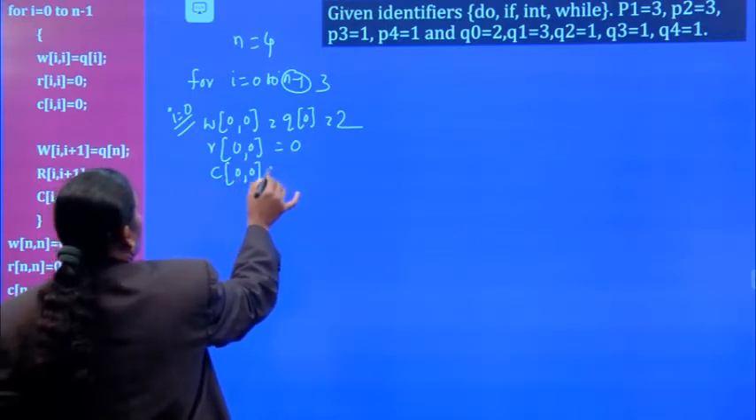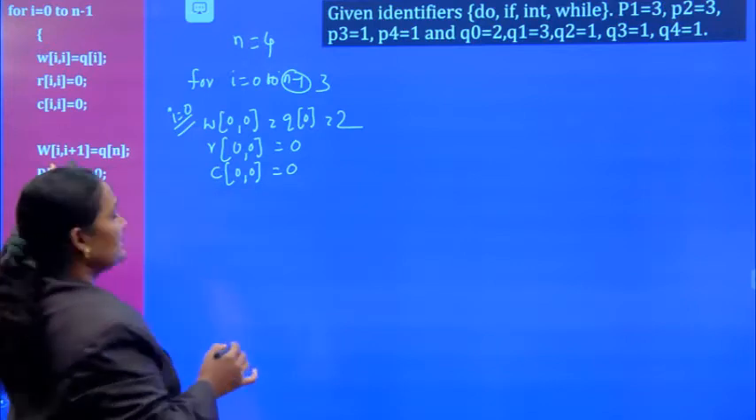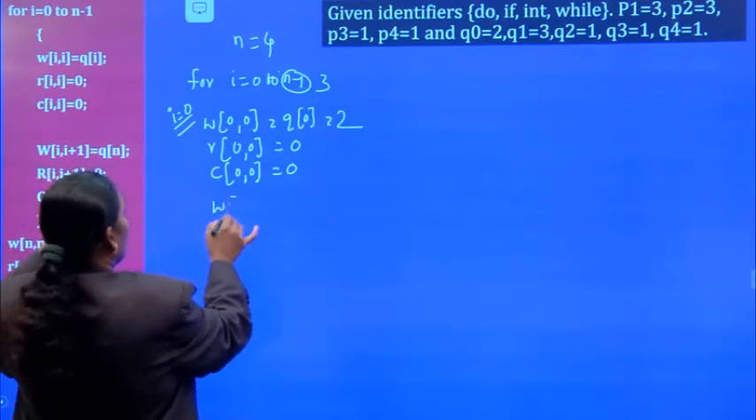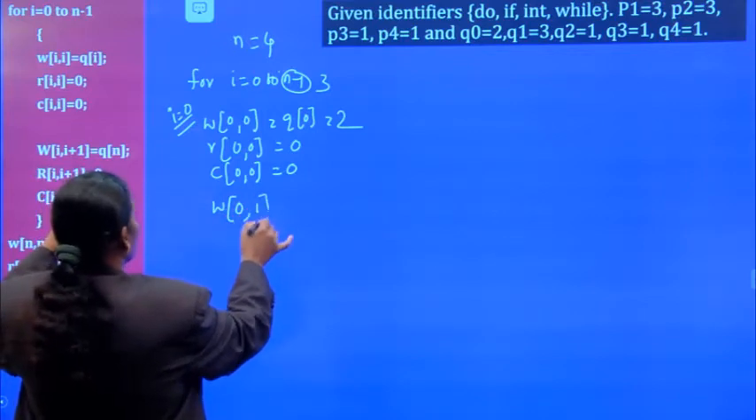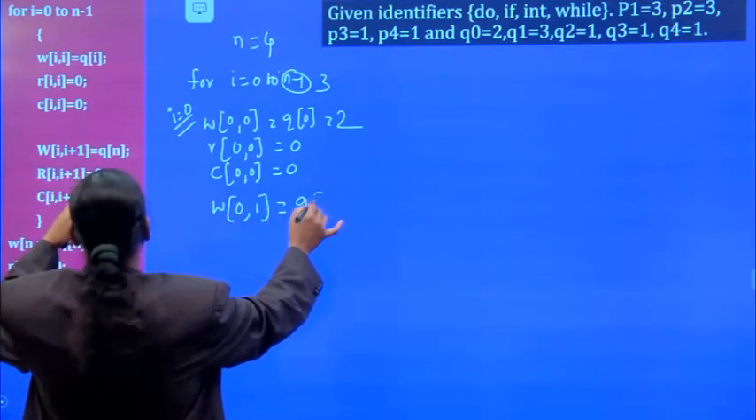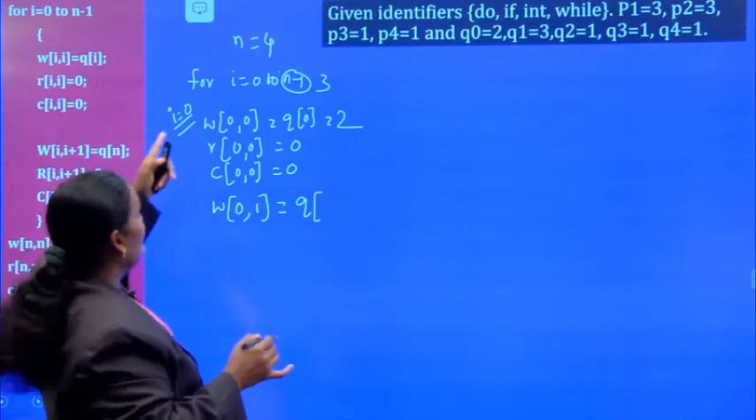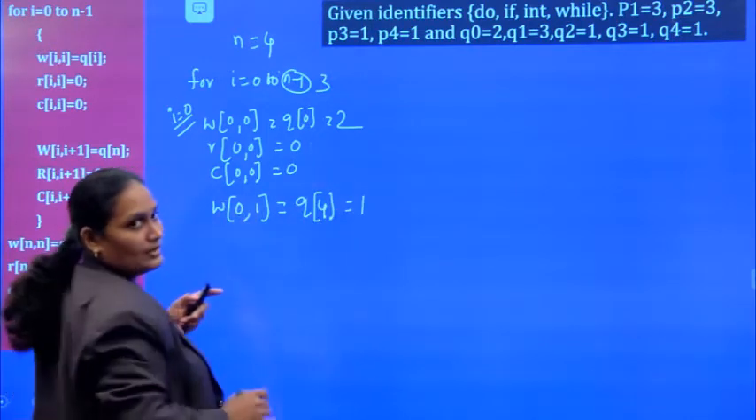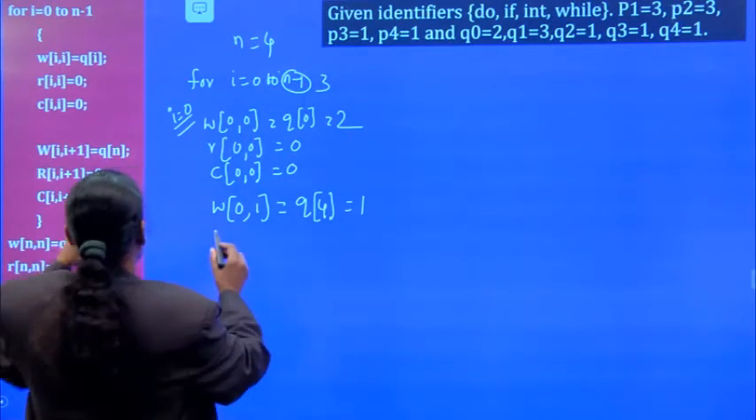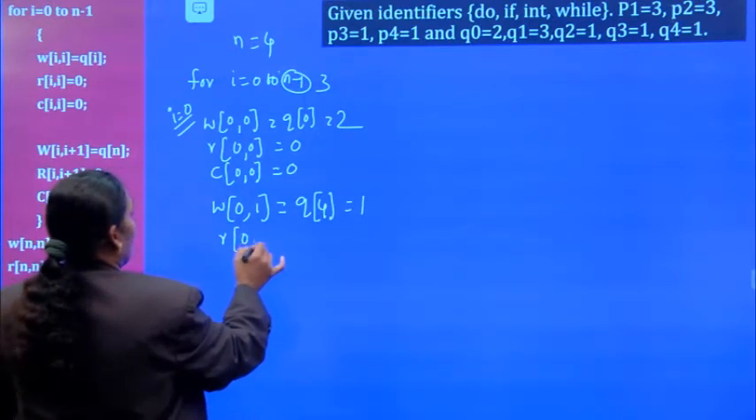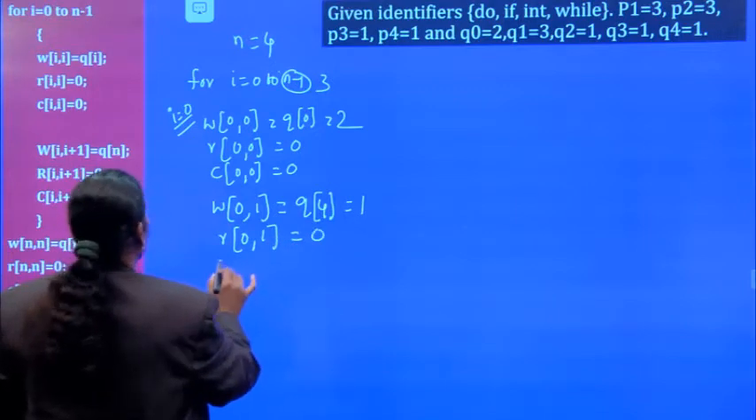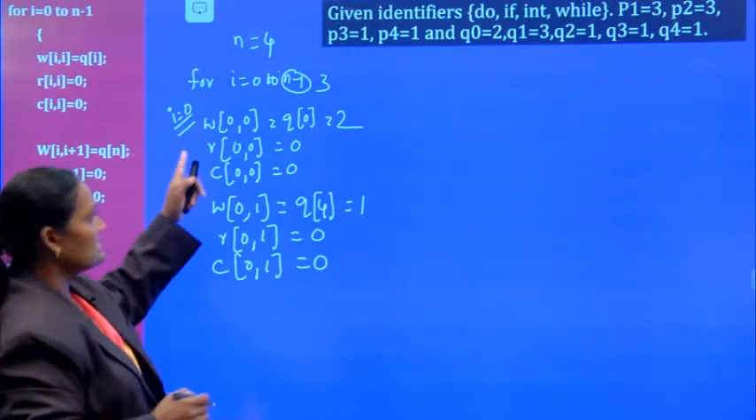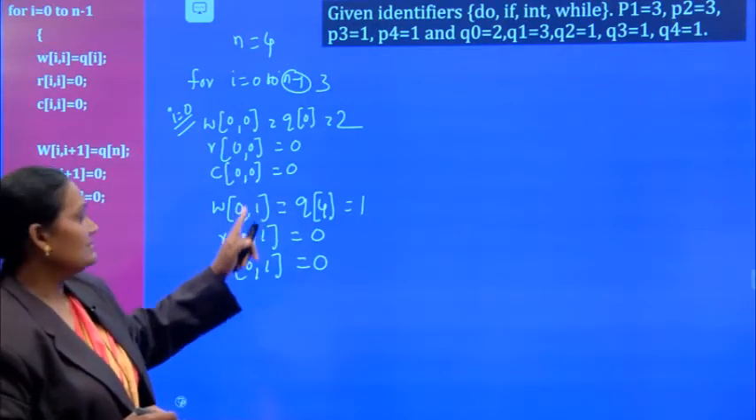C00 is equal to 0. Now after that, what do we have? W(i, i+1). I is 0, so i plus 1 means 1. W01 is equal to Qn, which means Q4. What is Q4? Here Q4 is given as 1. Next, R(i, i+1), R01 is equal to 0, and C01 is equal to 0. For i equal to 0, I computed those values.